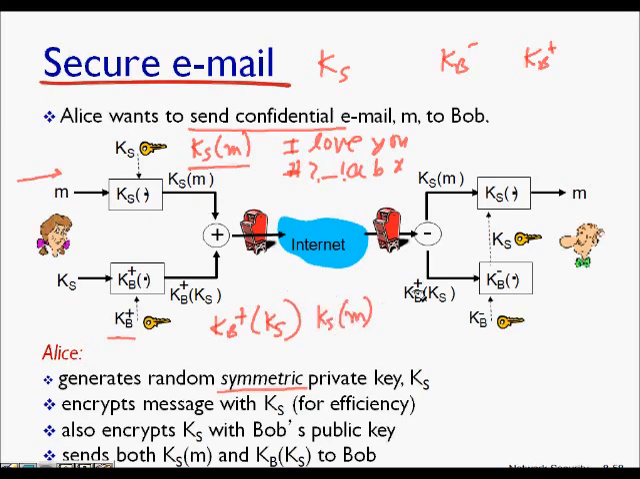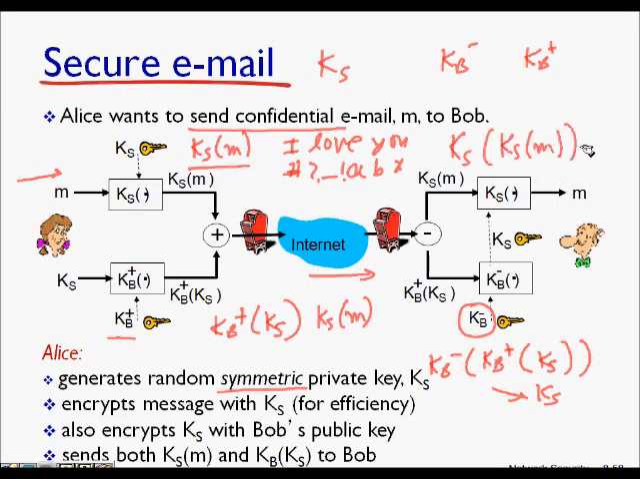Now what happens? It comes to Bob. For this KB plus of KS, he first needs to find the symmetric shared key. For that he uses his private key, KB minus, to find the symmetric key. He gets the symmetric key by applying his private key to open the secret key KS. Now he uses KS on KS(M), so he gets the message, and this was secret.